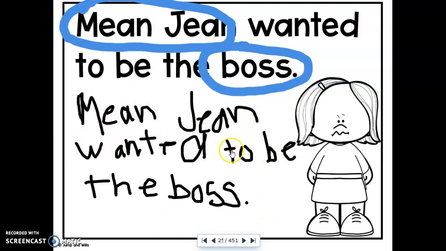And so I'm going to now color the picture of Mean Gene. After you've done that, you can go ahead and put your paper back in your Reader's Workshop binder, and you're done with your sentence study.